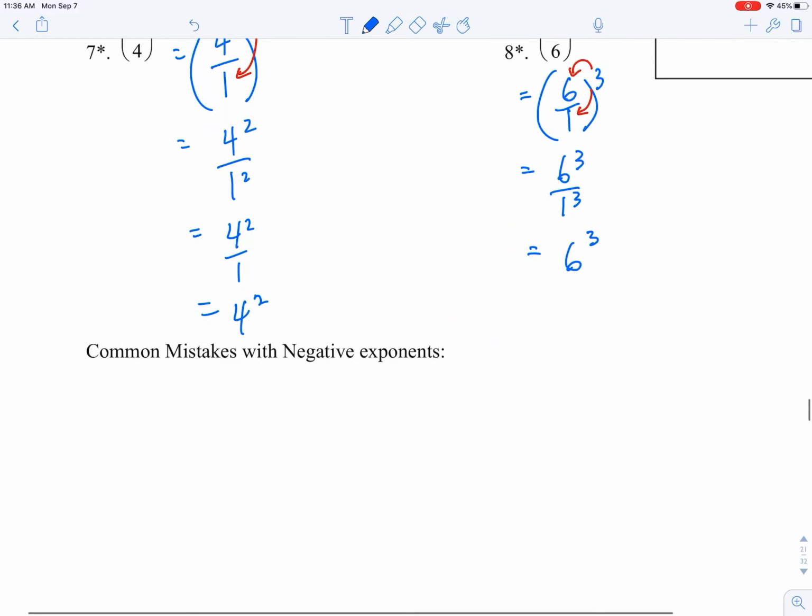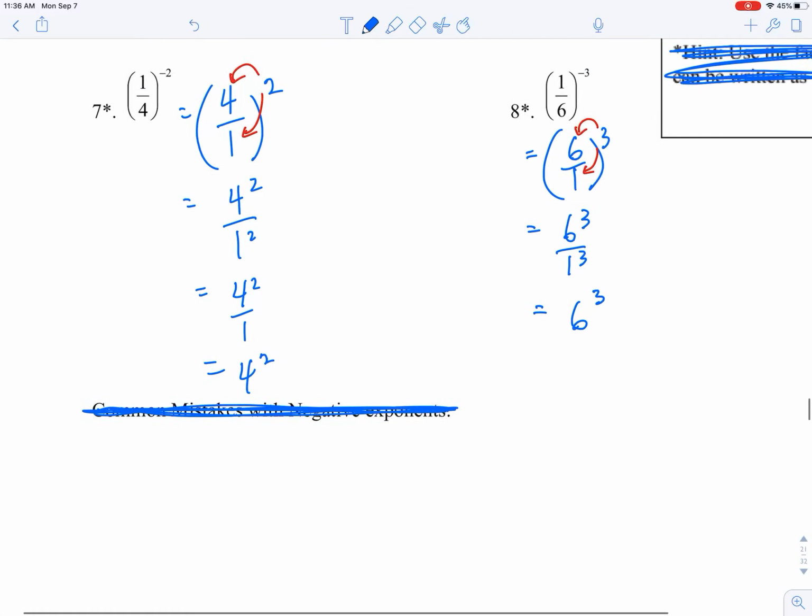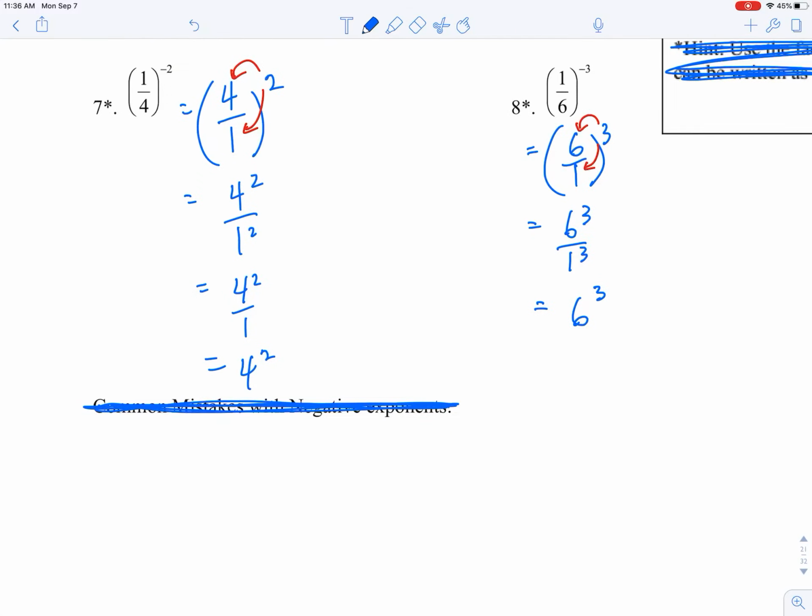Common mistakes with negative exponents. I'm not even going to point them out, because if I show them to you, someone's going to do them. So all we need to remember is if we have a negative exponent up top, it's going to move down below. And if we have a negative exponent down below, it's going to move up top.